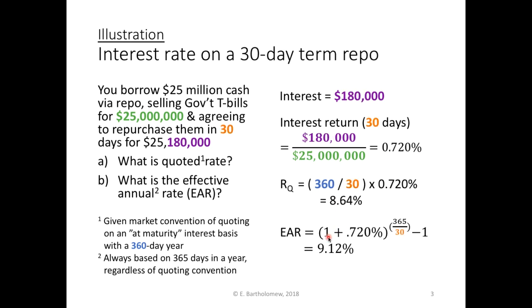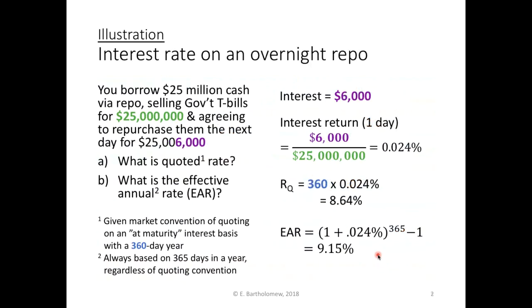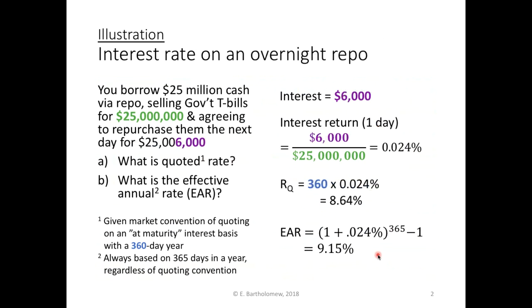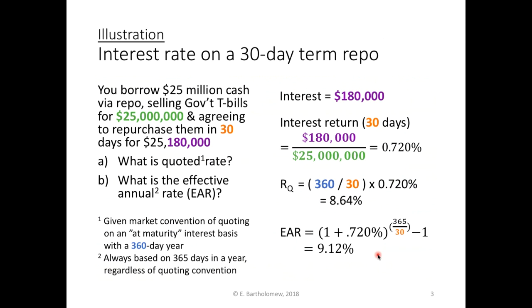Now the effective annual rate: we're not compounding every day, we're going to compound every 30 days. So how many 30-day periods are there in a 365-day year? Well, that's 365 over 30. So we'll compound it for that number of periods, which will be slightly more than 12, and subtract 1 to convert it to a rate, and we get 9.12%. You'll note that that is slightly less than what we got before. So 9.15% when we were doing daily compounding, 9.12% when we're doing monthly compounding effectively.